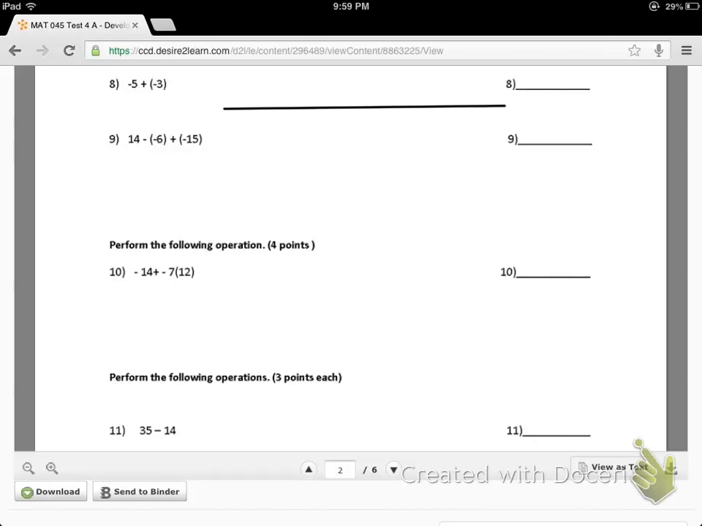Okay, no calculator allowed on this test. You've got to know how to add and subtract, multiply, and so on, with positive and negative numbers. So I have a number line, and there's good old 0.